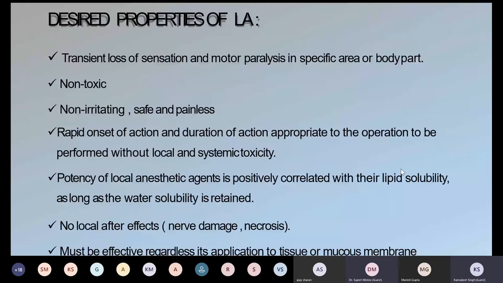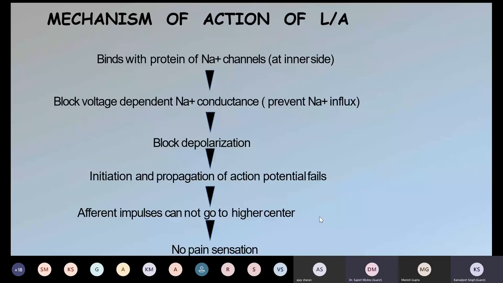So the desired properties are that it should be non-toxic and non-irritating, there should be potency of the anesthetic agents, and there should not be any side effect like nerve damage or necrosis. In some of the techniques, like retrobulbar injection, we get even optic atrophy in some of the cases.